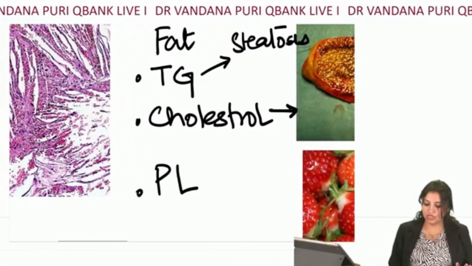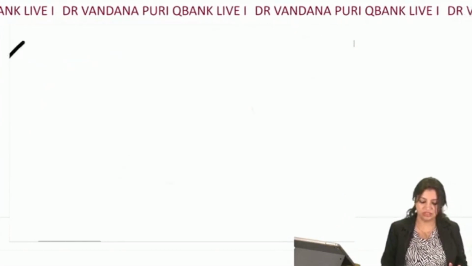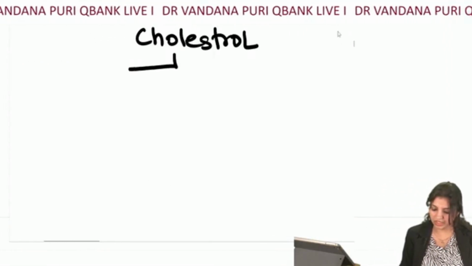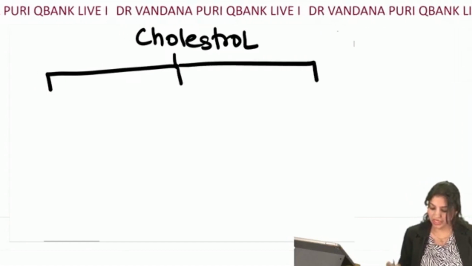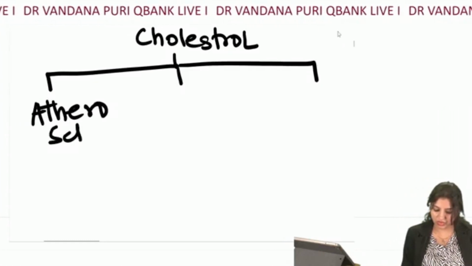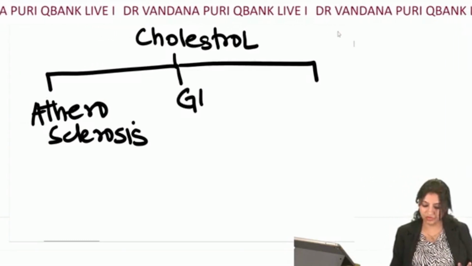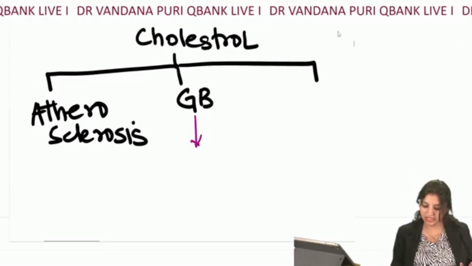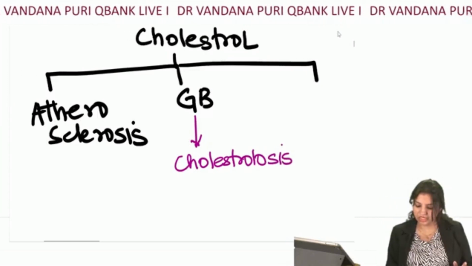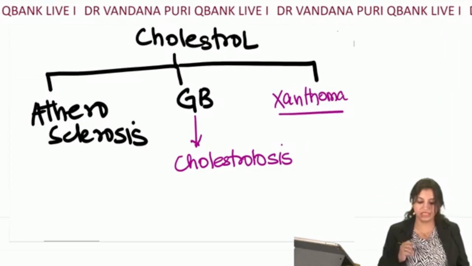When cholesterol accumulates, it can accumulate in 3 places. Either in the blood vessels, when it is called atherosclerosis, or it can accumulate in the gallbladder, when it is called cholesterolosis, or it can accumulate in the subcutaneous tissues or tendon sheaths, and then it is called xanthomas.